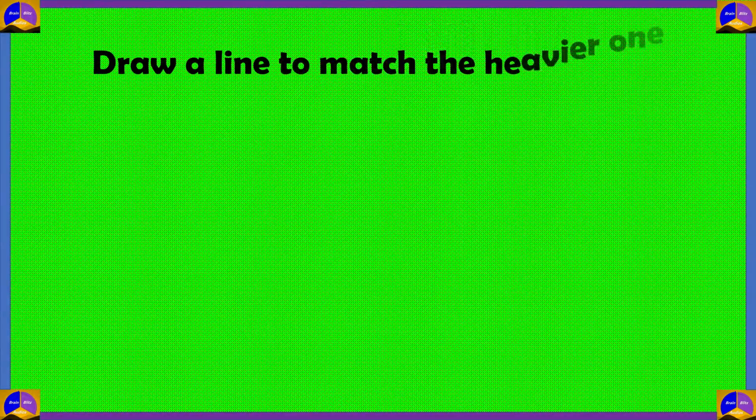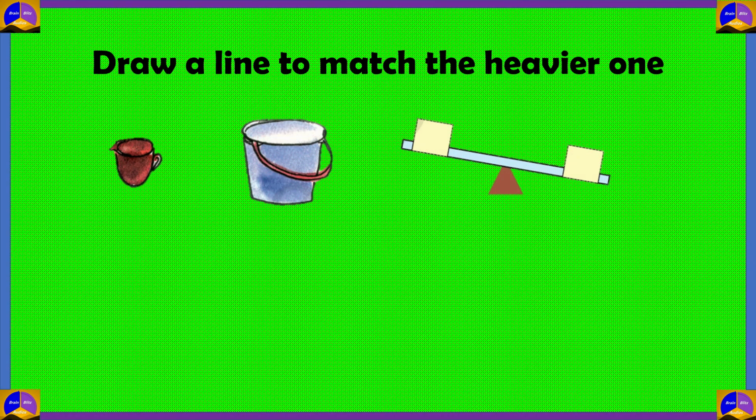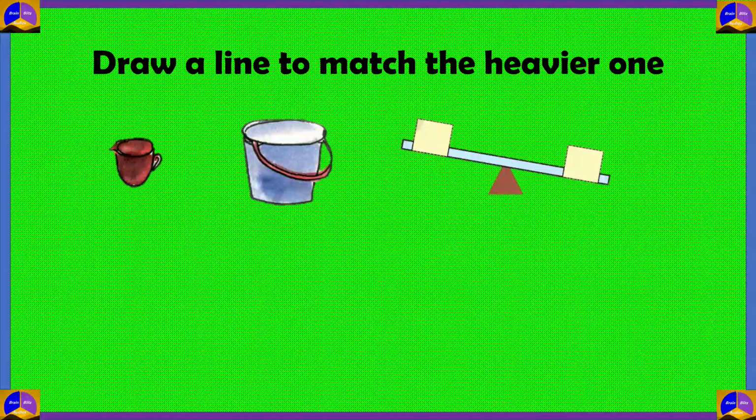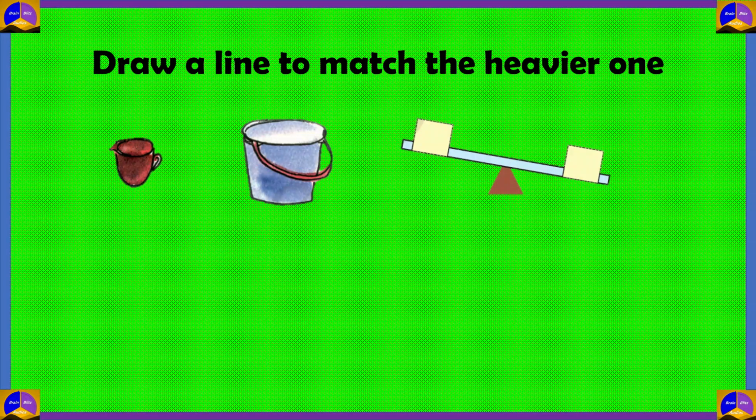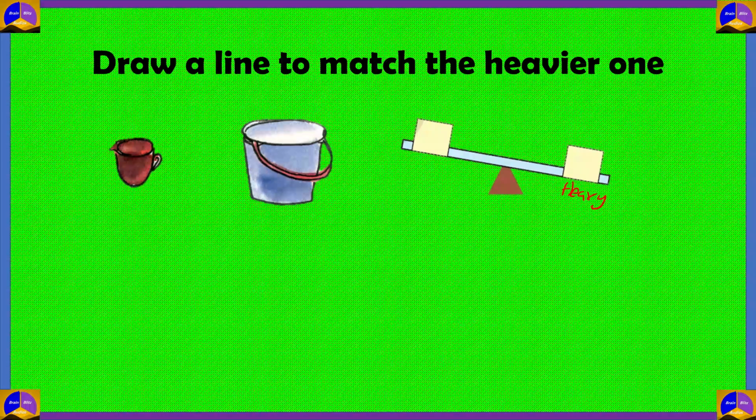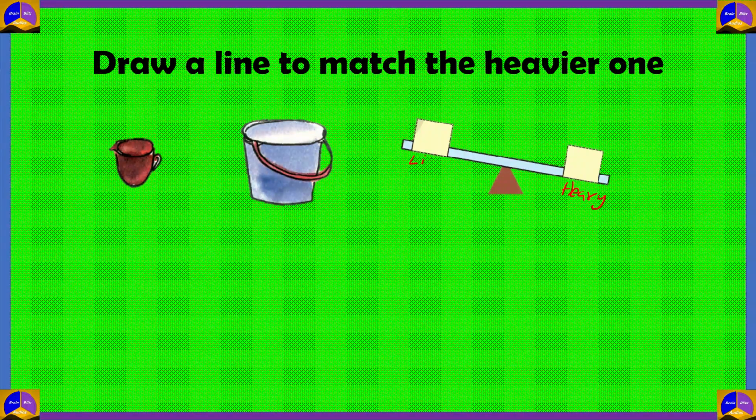Now let's look at an exercise. Draw a line to match the heavier one. First, let's look at the seesaw. Which is the heavier part? This is because if an object is heavy, it would be on the lower side of the seesaw. And which is the lighter part? This is because a light object is always on the higher part of a seesaw.